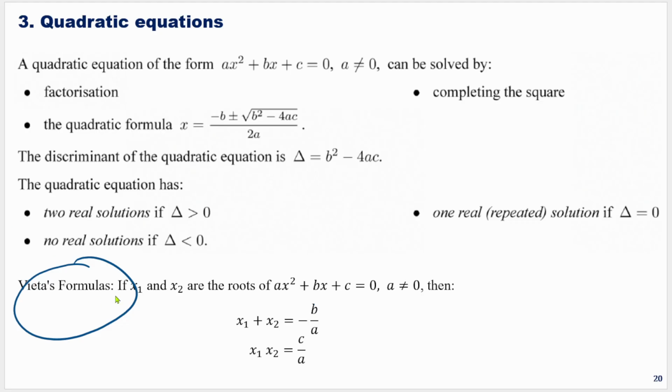It gives you the relationship between the roots and coefficients. It says if x1 and x2 are the roots of the quadratic equation, then the sum of the two roots equals negative b over a, and the product of the two roots equals c over a. All right. Let me know if you finish or if you're stuck anywhere. We need a formal proof.